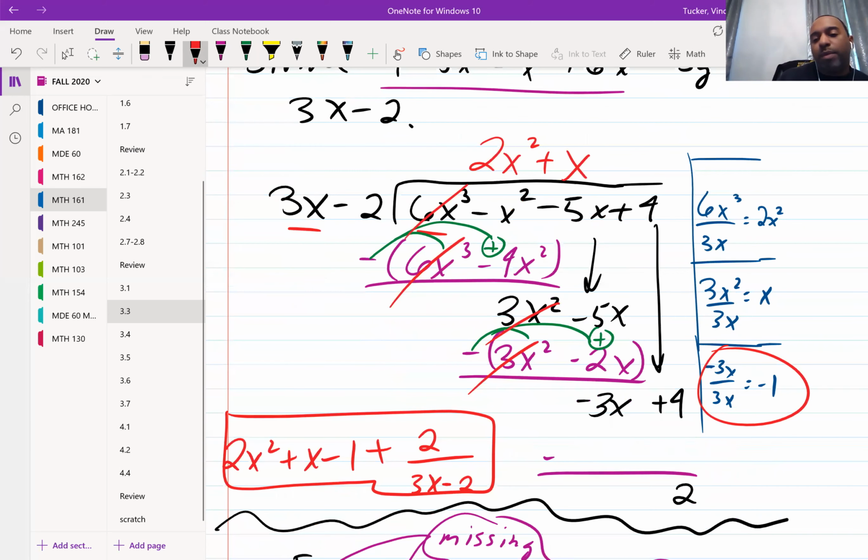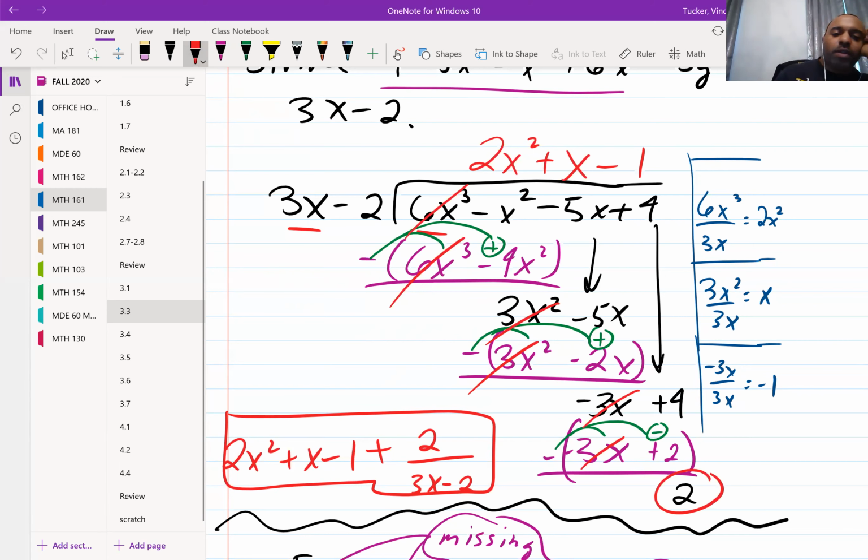Then what times 3x will give me negative 3x? That'll be a negative 1. Multiply negative 1 times 3x is negative 3x. Negative 1 times negative 2 is a positive 2. Distribute the negative. 3x and negative 3x will cancel. 4 minus 2 is 2 as our remainder. And so we see right here, this is how we will write that answer. 2x squared plus x minus 1 plus 2 over what we were dividing by, which was 3x minus 2.